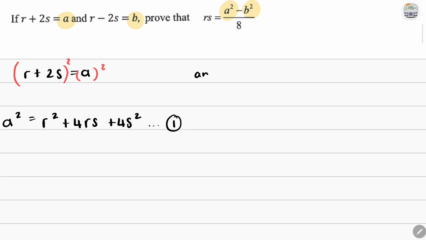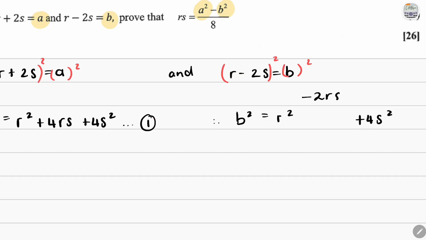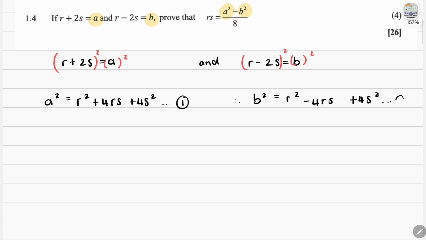And then we're going to take the other equation we have, which is r minus 2s is equal to b, and we can just square both hand sides. So square this, and now we can say, therefore, this means that b squared is equal to r all squared, and then square that, that's positive 4s squared, and then first term times second term is negative 2rs, then times 2, because it becomes double, okay, so it becomes negative 4rs. And now I'm going to call that equation 2.